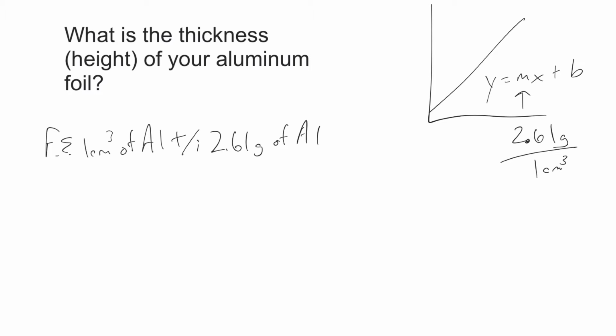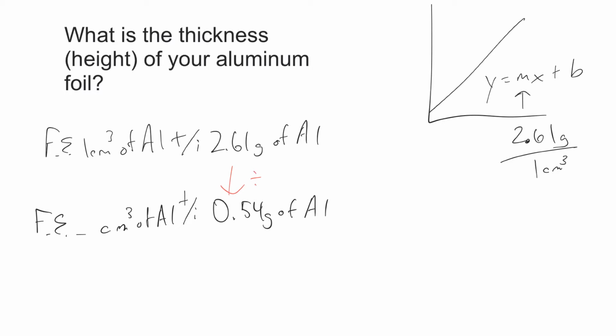of aluminum. Now, I don't know what your aluminum foil measured. Let's say that your aluminum foil measured 0.54 grams of aluminum. So now from this, we can say, all right, this is divided by about 5, this is divided by 5, so this would be 0.2. Now, your numbers are going to be a lot better than my numbers here.